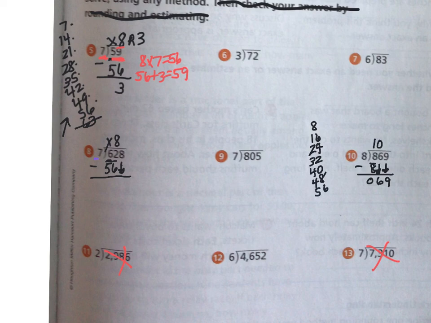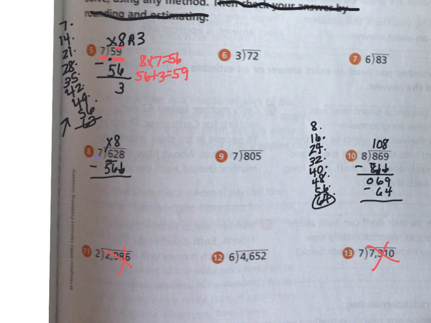56. That was 8 times 7. 8 times 8 is 64. That one looks good. So that was 1, 2, 3, 4, 5, 6, 7, 8. Okay. And then that was 8 times 8 was 64. Go ahead and subtract. I want you to subtract and write your remainder up there for me. Okay, I'm going to leave that part for you.